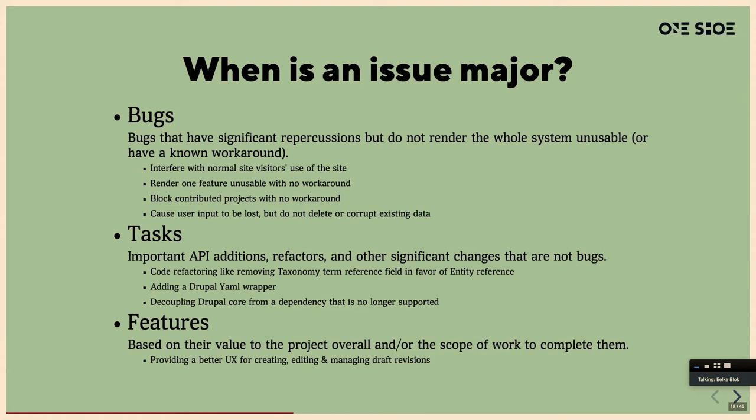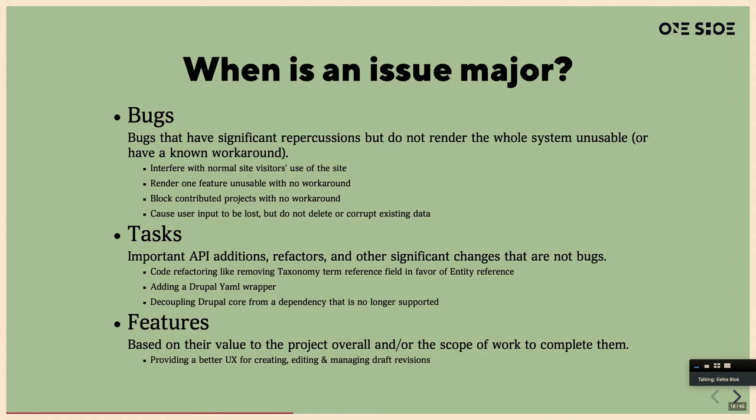Tasks could be major for important API additions, refactoring, other significant changes that are not bugs. An example could include code refactoring, like the removal of the taxonomy term reference field in favor of entity reference, which I think happened from Drupal 7 to Drupal 8. Or decoupling Drupal core from a dependency that's no longer supported, that sort of thing.